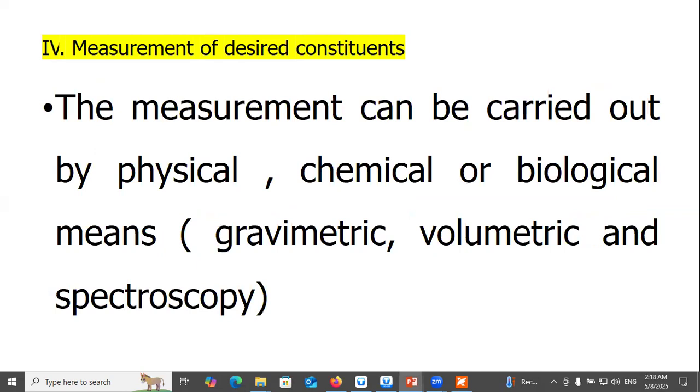Measurement of desired constituents. The measurement can be carried out by physical, chemical, or biological means: gravimetric, volumetric, and spectroscopy.